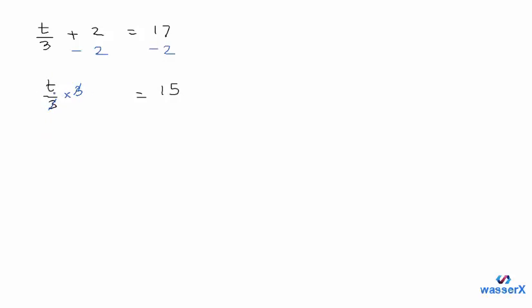But if you do that on the left hand side, you should be doing that on the right hand side as well. Therefore, you have t is equal to 15 times 3, which is 45. Again, a quick check. 45 over 3 is 15, plus 2 is 17. So that works. Here's another one.